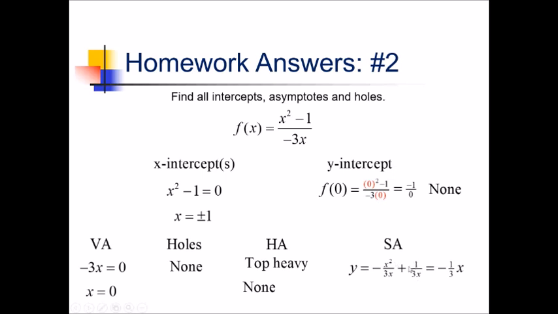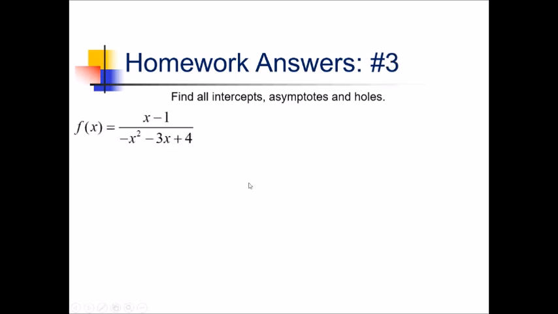The 1 over 3x we can just ignore because slant asymptotes are caused as you move to the far right or the far left, as x gets really big. As x is getting really big, this second term is basically reducing to 0, so we can ignore it. So negative 1/3 x is our whole slant asymptote there.